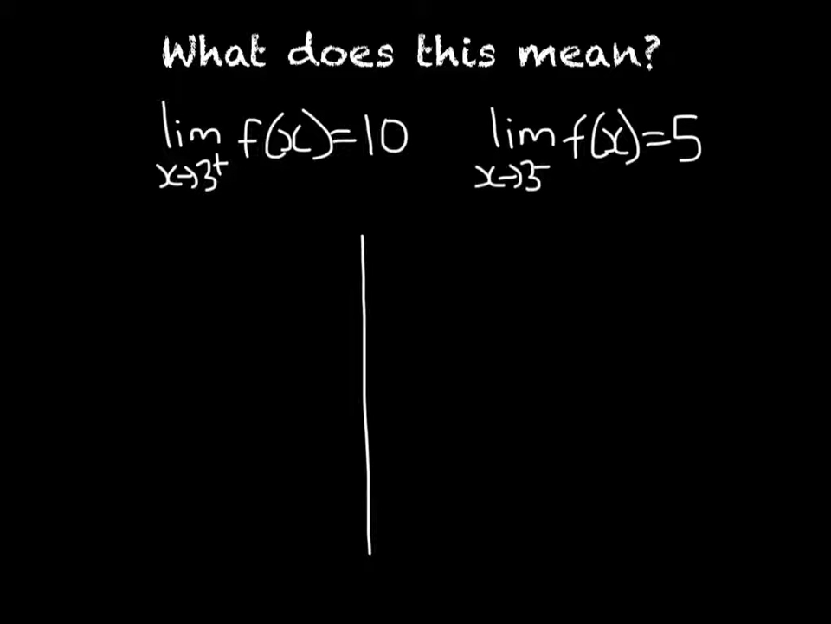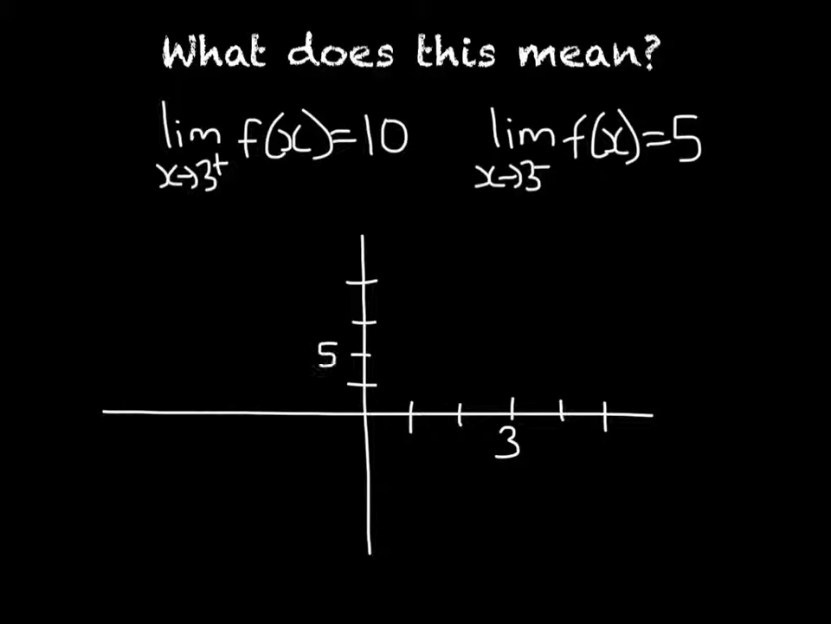Let's make a graph of something that satisfies these two equations. So we have x equals 3 here, and let's say that we have 5 and 10. So we know that as we're approaching from the right, we have the function approaching 10. So we can draw something like this, and it doesn't matter what squiggles we have over there. And then, as we approach from the left, we have f of x approaches 5. So maybe that could look something like this.